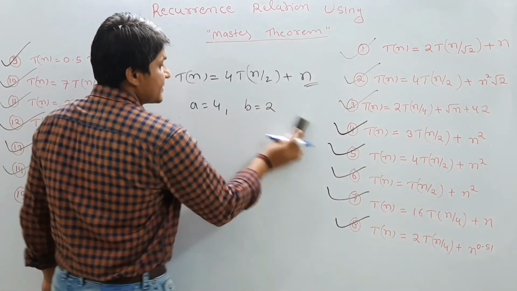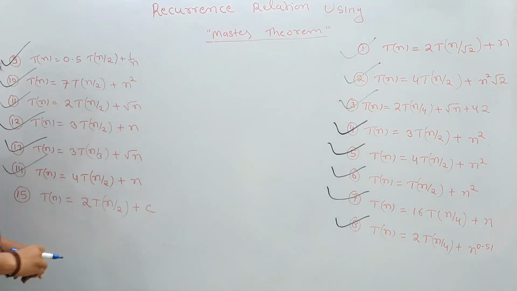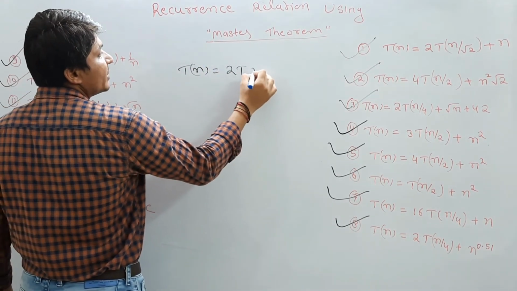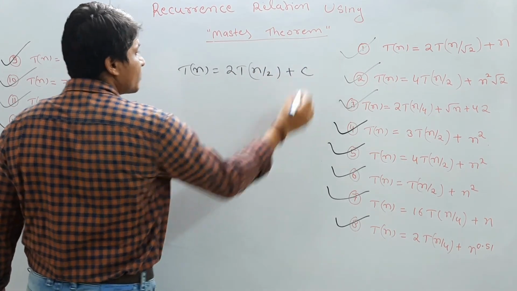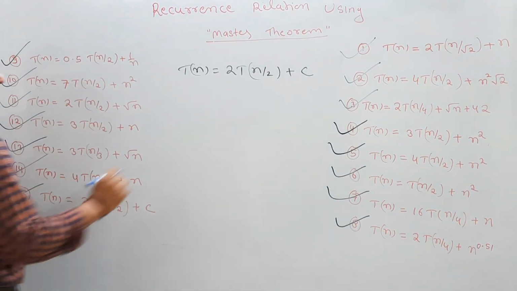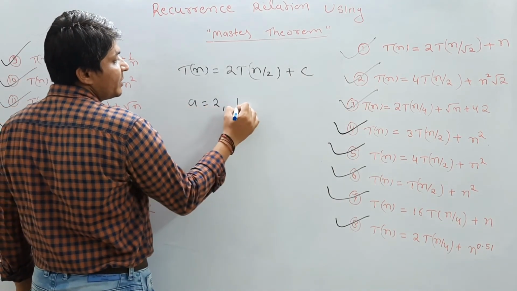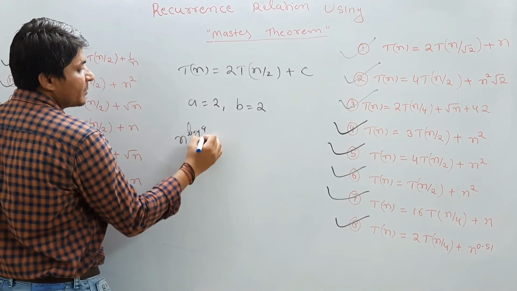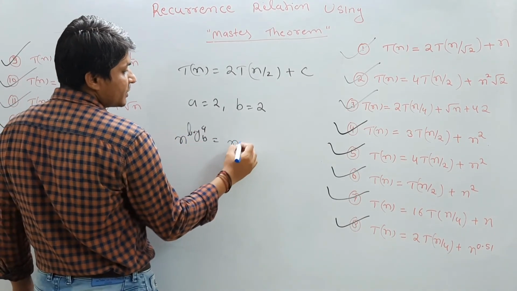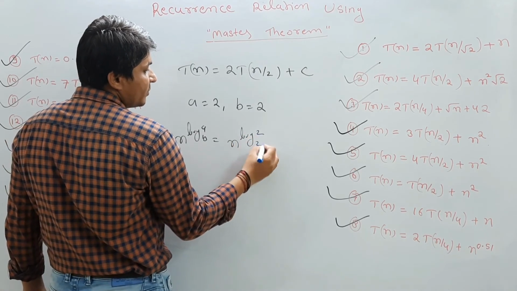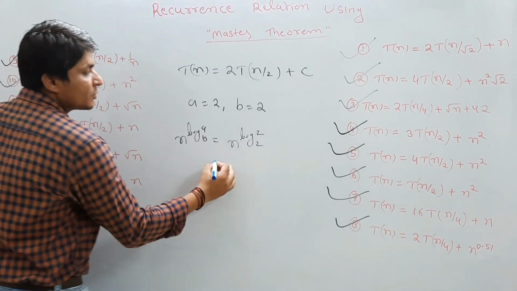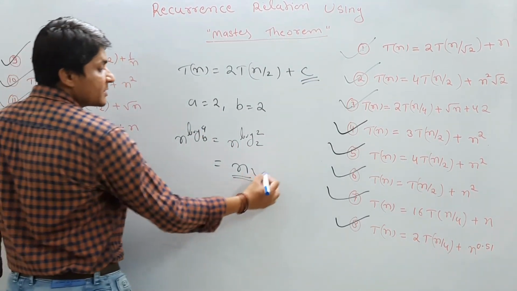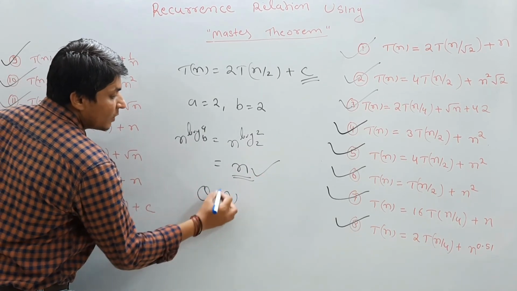Now let us solve the last example. So T of n equal to 2T of n by 2 plus c. So a value is what? 2 and b value is 2. Correct? Now again we are going to calculate n raised to power log a base b. So if you calculate, it is going to be n raised to power log 2 base 2. So it is going to be ultimately n, and this is constant value. If you compare, which one is greater? Obviously this one is greater. So time complexity of this recurrence relation is order of n.